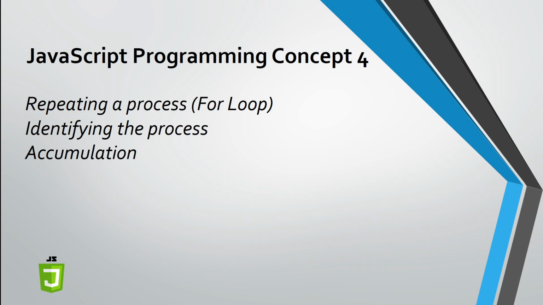In this video, we're going to explore how we can repeat a process using a specific programming concept called the for loop. In doing so, we're going to identify a process, and that process might require some accumulation. So before we go to an example, let's review what the syntax of the for loop looks like.